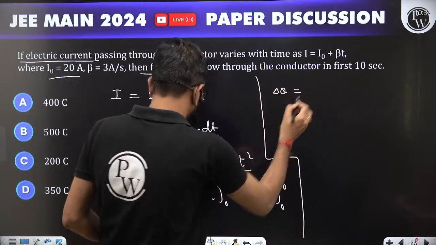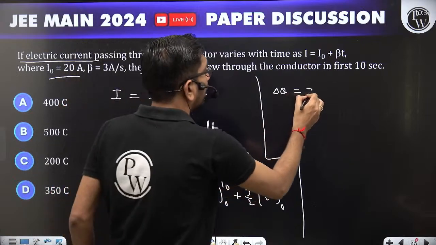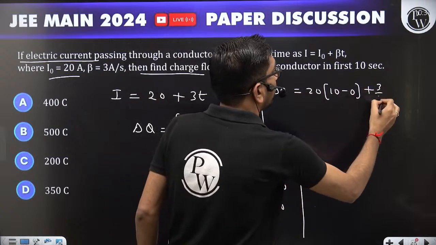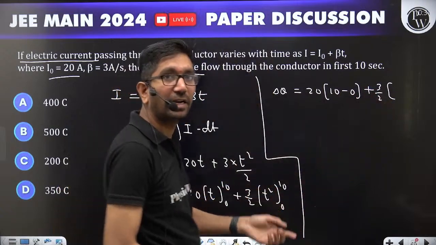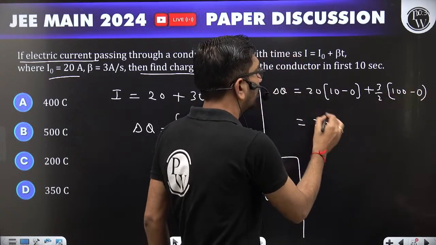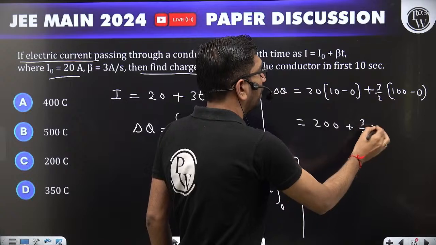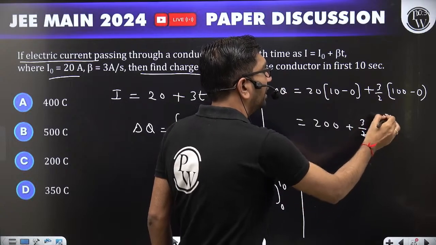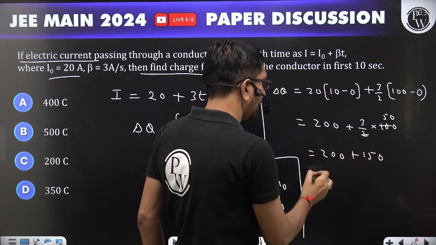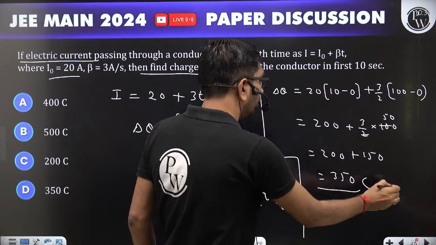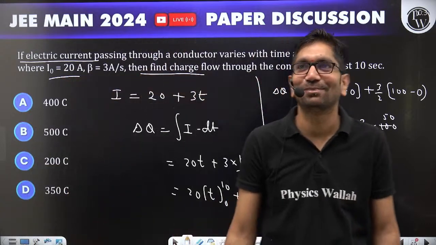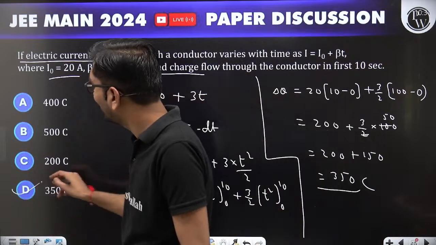The charge. So 20 into 10 minus 0 plus 3 by 2 into 10 square, which is 100 minus 0. So here you got 200 and here 3 by 2 into 100, that is 150. 200 plus 150 is 350 coulombs, 350 coulombs. Very simple question.